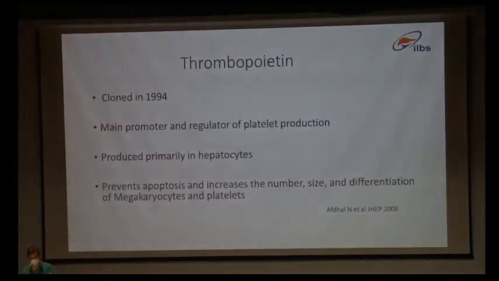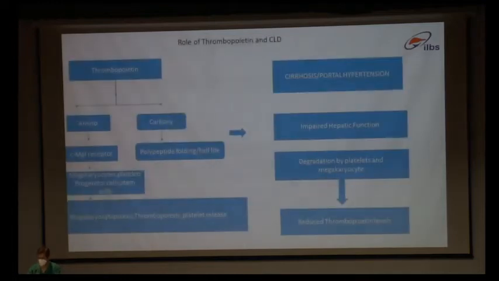So thrombopoietin was first cloned in 1994, and it has been shown that it is a major promoter as well as a regulator of platelet production. It is primarily produced in the hepatocytes, though there are other sites of production as well. And its main function is to prevent apoptosis and increase the number, size, and differentiation of megakaryocytes as well as platelets.